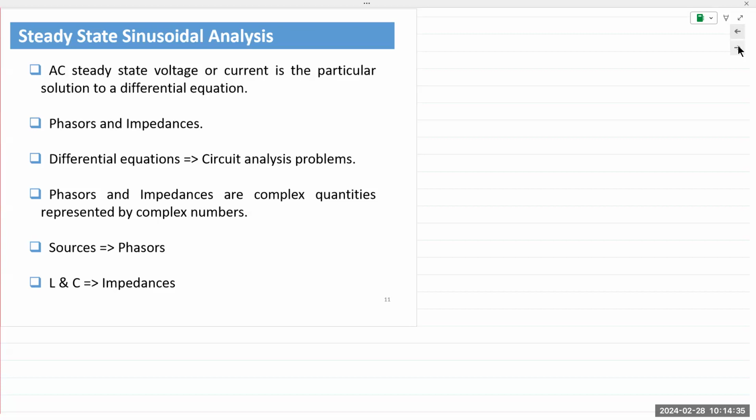So the response of the voltage or current for an inductor, capacitor, or resistor to the application of an AC source results in an AC steady state response. And we will solve for that AC steady state response. So we look at the voltage, the current in that circuit.